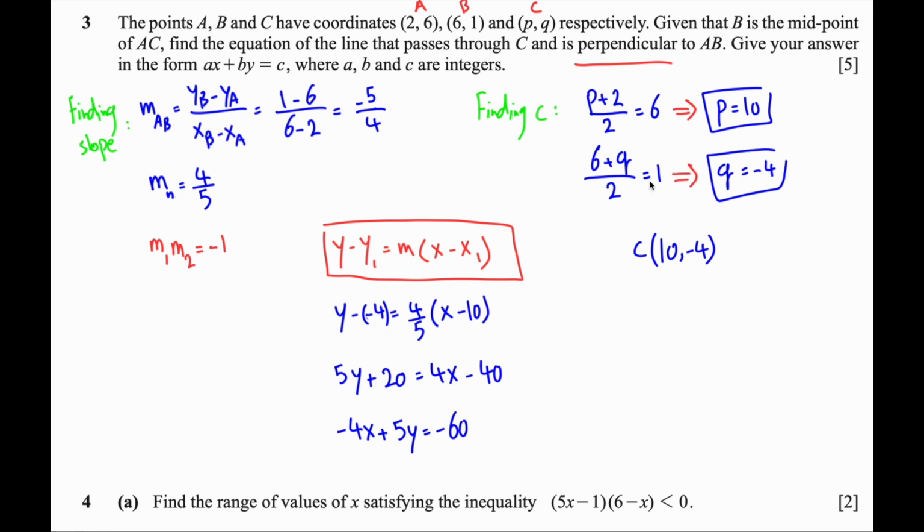You do the same thing for Y. You add Q by 6, and then you take the average of that. It should be 1, which is the Y coordinate of B, and that helps me to find the value of Q. So as soon as you find P and Q, you got yourself the coordinates of point C. You can plug this into this equation along with the slope that I found from here, and I'm going to have the equation of the line I was looking for.